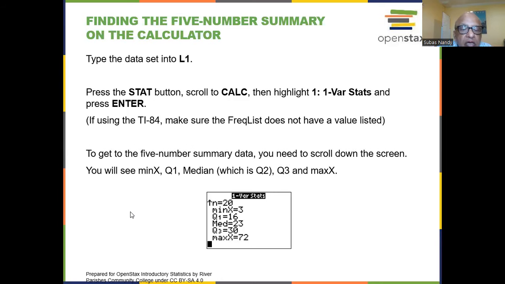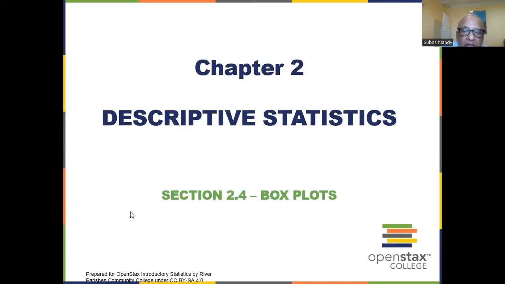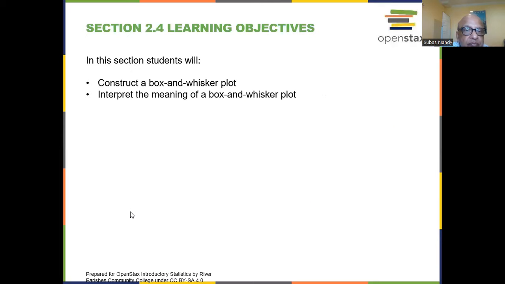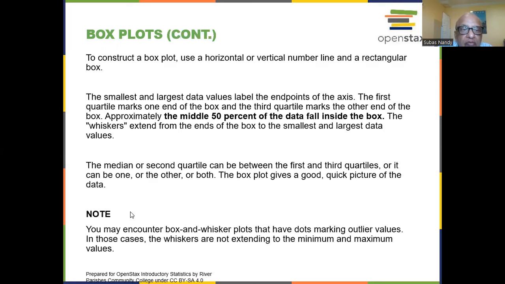Okay. So how to do the five number summary, which is minimum X, Q1, median, Q3 and maximum X, is shown over here. I will also provide some YouTube video links. Okay. And then we are going to talk about box plots. Box plots, also called box and whisker plots, give a good graphical image of the concentration of the data. They also show how far the extreme values are from most of the data. A box plot is constructed from five values: minimum value, first quartile, median, third quartile, and the maximum value.